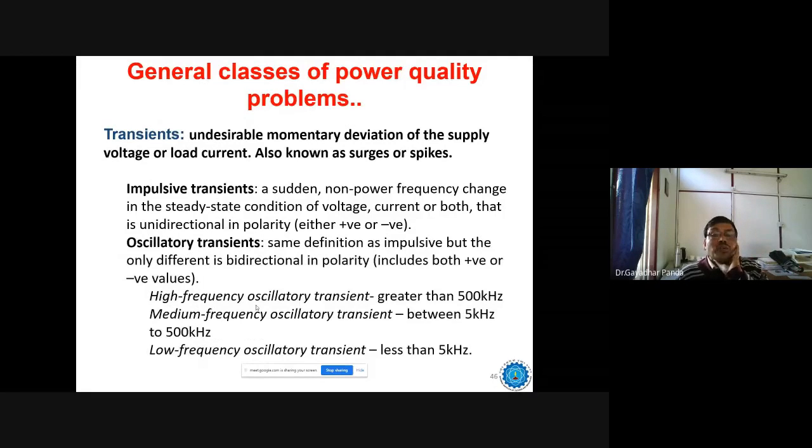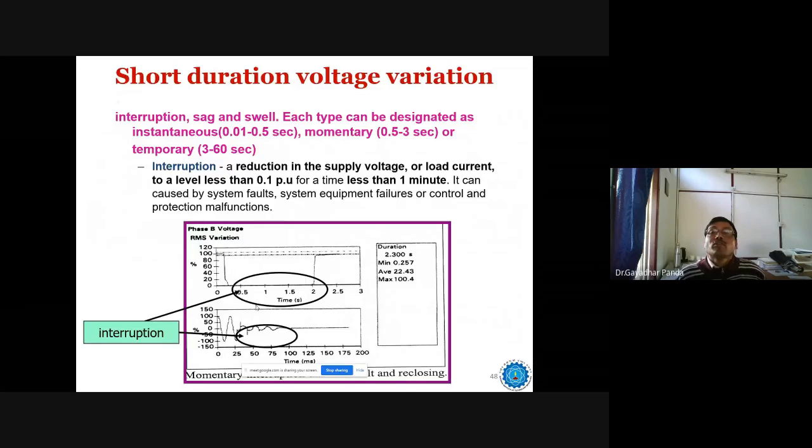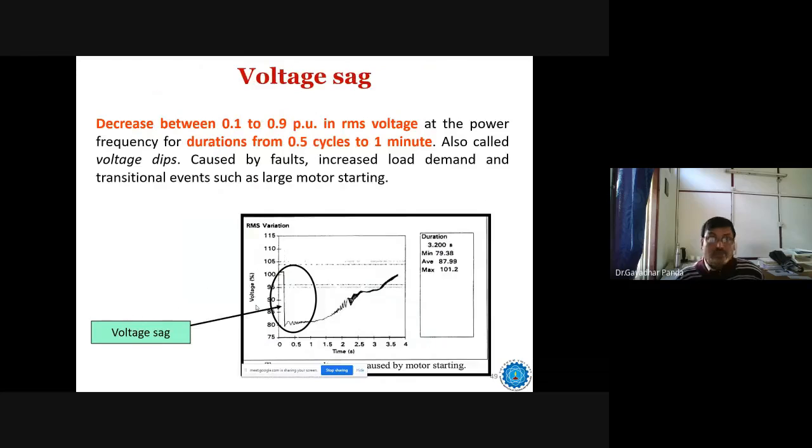These are the very basic definitions of transients: undesirable momentary deviation of the supply voltage or load current, also known as surges or spikes. You can see how the transients occur. Then the short duration voltage variation, that is here, meaning interruption, sag, and swells. Depending on the magnitude and duration, you can segregate all these different types of voltage sag, swell and interruptions.